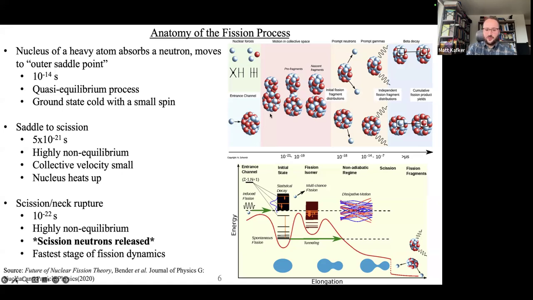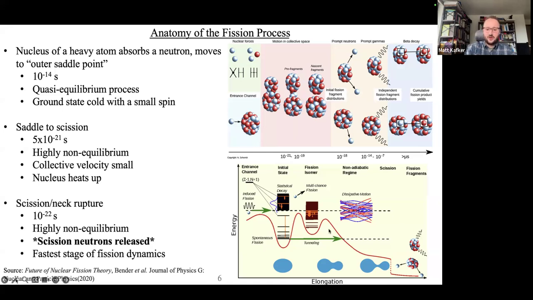Okay, so the next stage of the evolution, we've now made it to this frame here. We're going to describe moving from this configuration to this more elongated configuration right when the nucleus is about to split apart. This is called the saddle to scission evolution. Scission is a word that's going to come up a lot today. It's the process where the nucleus actually goes from one shape to two shapes. So that is the moment of scission.